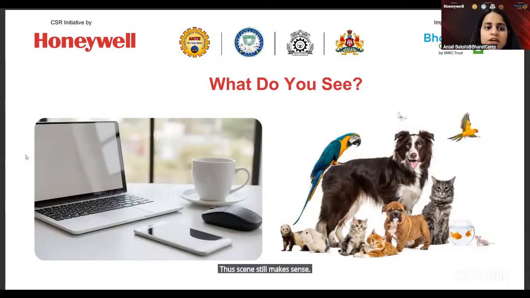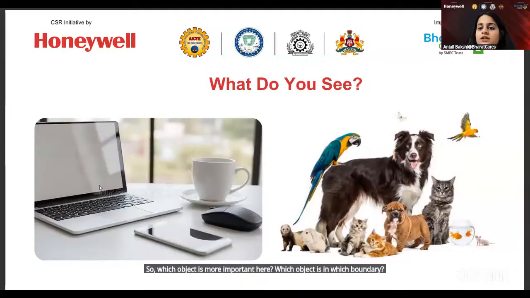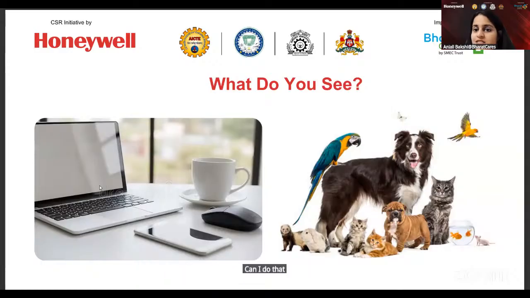So if I hide one object mentally, if I remove the mouse from here, does the scene still make sense? Yes. But what if I remove the laptop from here? See, the whole image changes strongly, right? So which object is more important here? Which object is in which boundary? That detection we can do in milliseconds. But what if I have 1 lakh images? Can I do that? Is it possible? No, that's not possible, right?